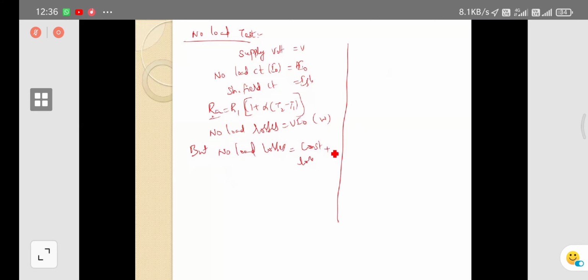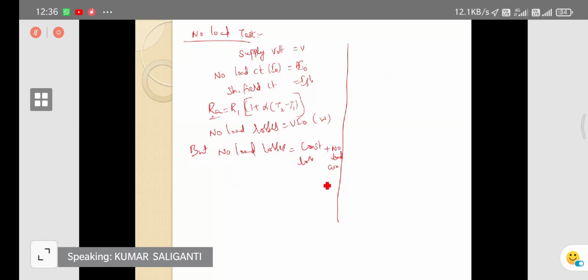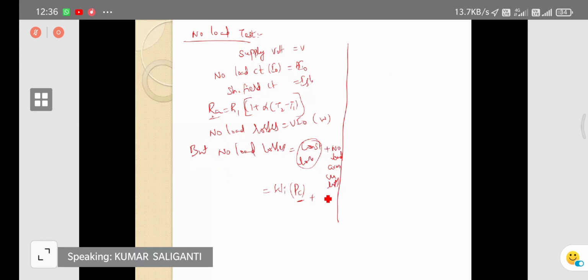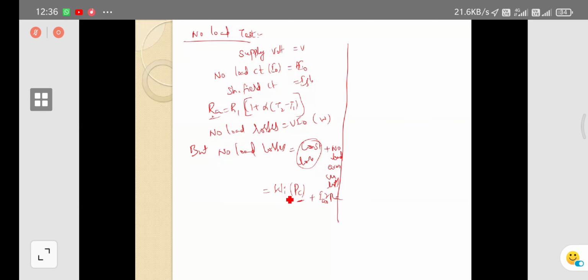plus the no load armature copper loss. The constant losses I am going to represent as Wi, otherwise you can represent them as PC, constant losses. Plus the no load armature copper losses, which is I naught RA. This is the constant losses, that is, the iron losses.